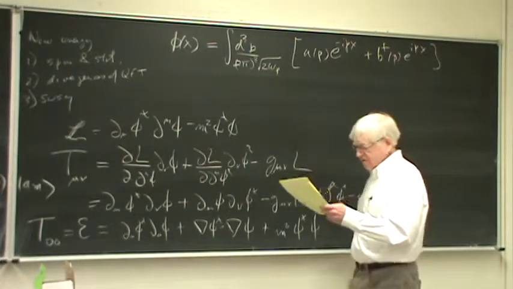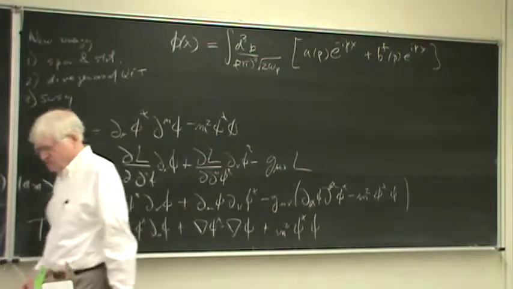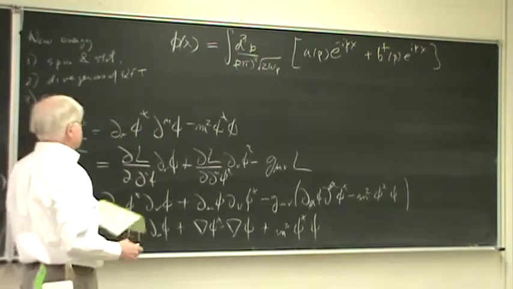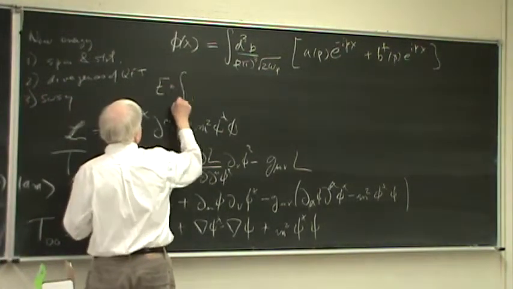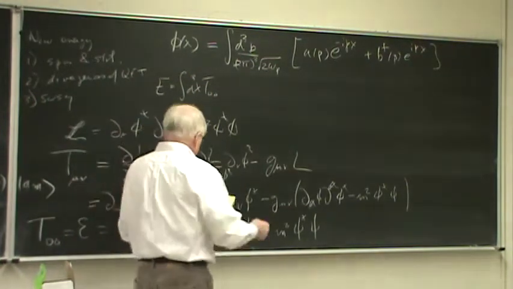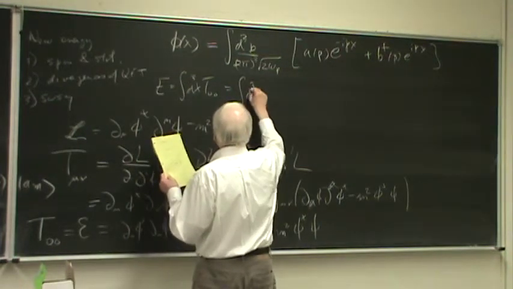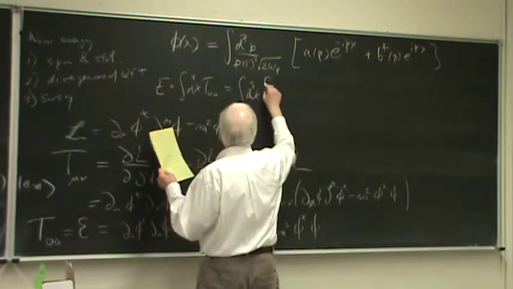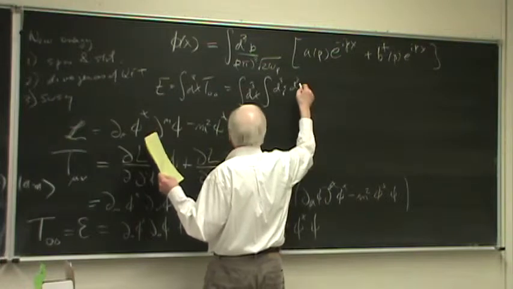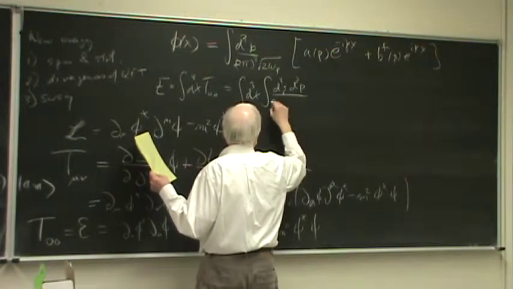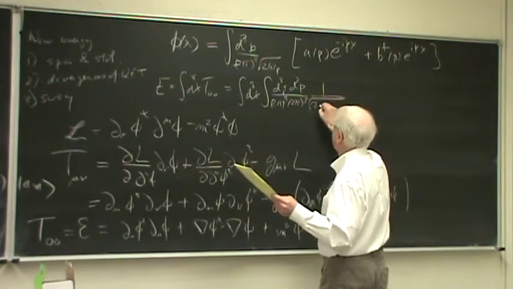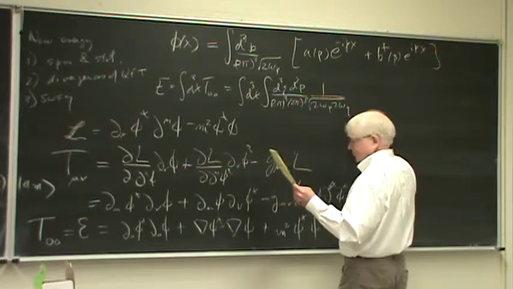Okay, so that's the field, and now if we ask what the energy is, well, of course, it's an integral over space of the energy density, T00. So E is an integral d³x. So we have, of course, d³p d³q over (2π)³ (2π)³, 1 over the square root of 2ωp 2ωq.